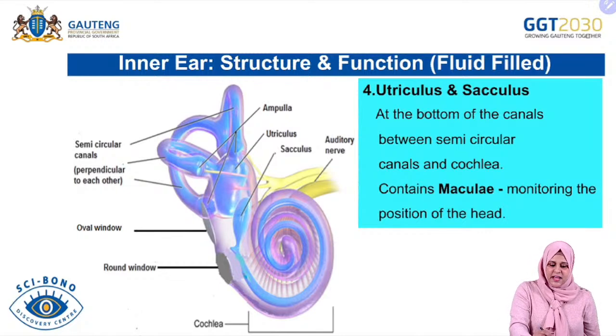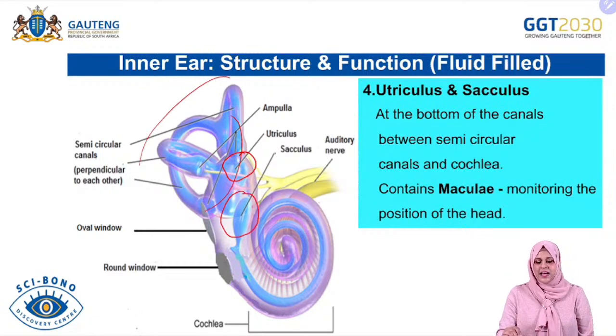Then we look at this area between the three semicircular canals here and the cochlea here. We have the structure here called the utriculus, and we have this structure here called the sacculus, right? They have an important structure called maculae in them. And that maculae is also a receptor for monitoring the position of the head in relation to the ground.